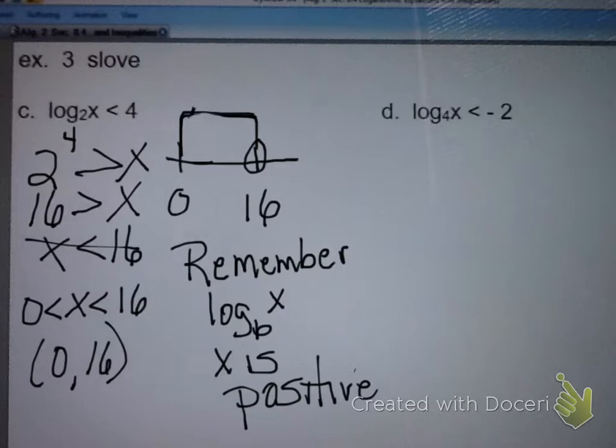Now, if you go to check your answer in the back of the book, it's going to be written like this. But remember, we always give both answers. Give the inequality notation, which is this, and then give the interval notation, which is that.